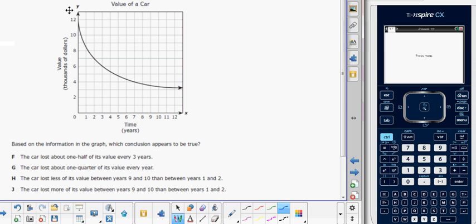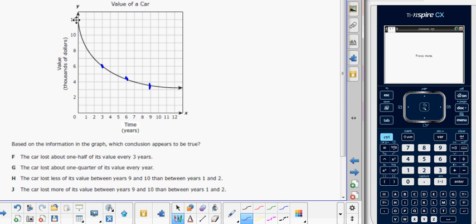Now, we have a graph. The graph below shows the change in the value of the car over years. Of course, the value of the car will decrease. So based on the information in the graph, which conclusion appears to be true? The car loses about half of its value every 3 years. So let's see the first 3 years, right here, and then the second 3 years, and then the third 3 years. Let's see if this statement is true or false.